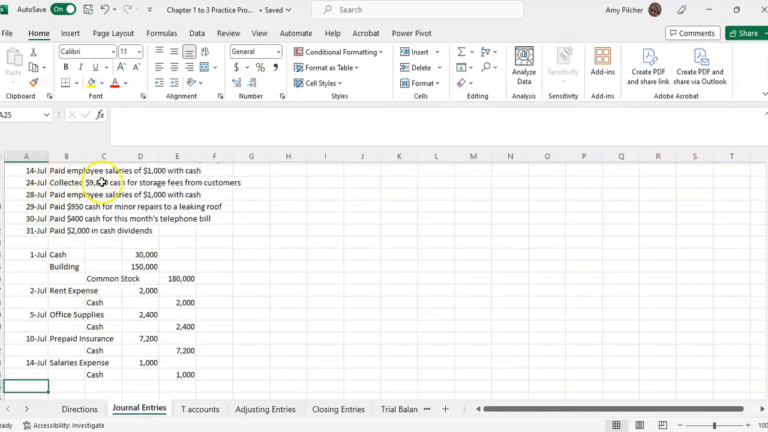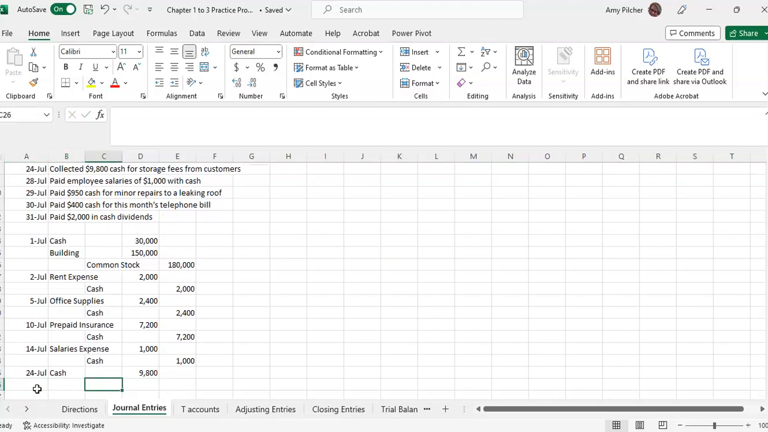Okay, on July 24th, we collected revenue. So it's July 24th, we received cash. So cash in, cash is our debit for $9,800. And then storage fee revenue is our credit for $9,800.